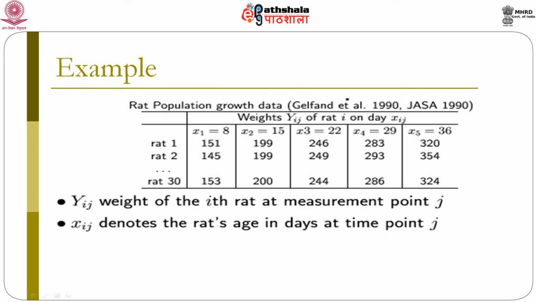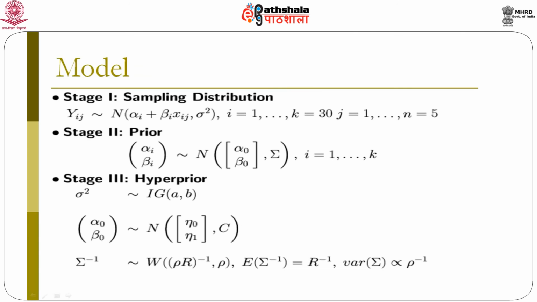Think of the rat example. Earlier I talked about it; Gelfand also, in his paper in 1990, considered this rat example, where 30 different rats are considered on different days. So, 8th day, 15th day, 22nd day, 29th day, 36th day. Then the weights of the rats are taken, and Xij denotes the age, the 8th day meaning 8 days old actually, 15 days old, like this. So, this denotes the age, and then you go for the sampling distribution.